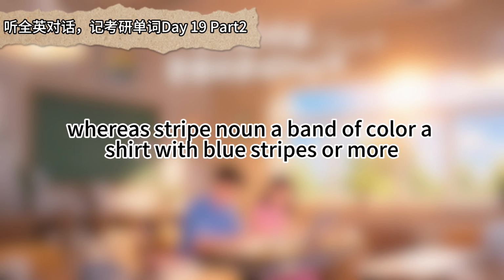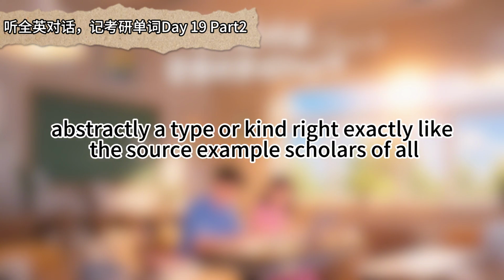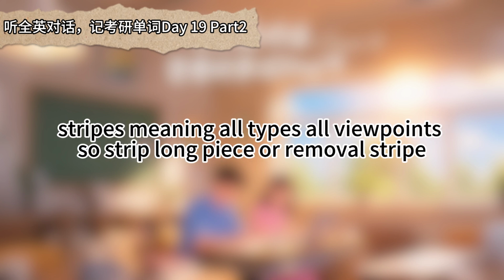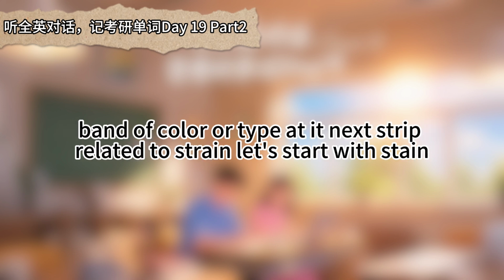Right. Whereas stripe? Noun, a band of color, a shirt with blue stripes. Or more abstractly, a type or kind, right? Exactly. Like the source example. Scholars of all stripes, meaning all types, all viewpoints. So strip, long piece or removal. Stripe, band of color or type.